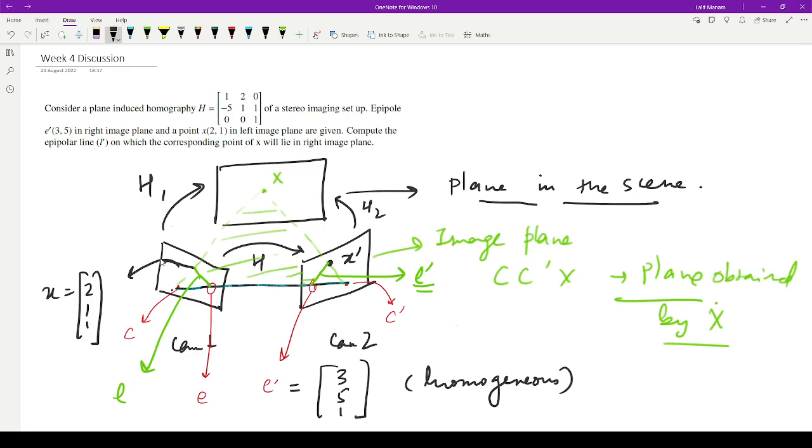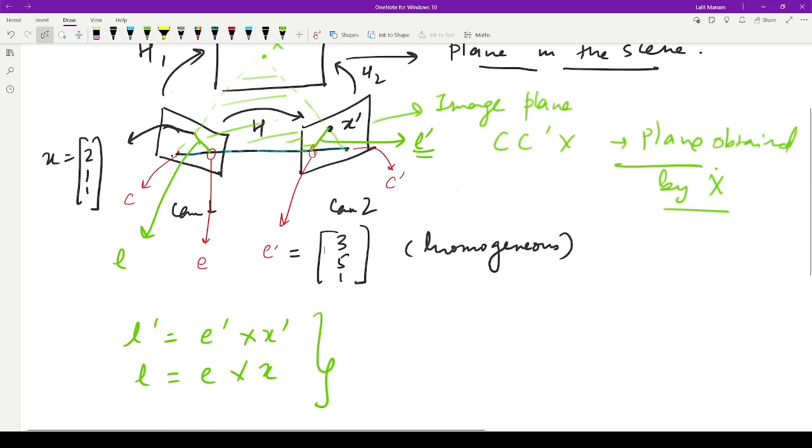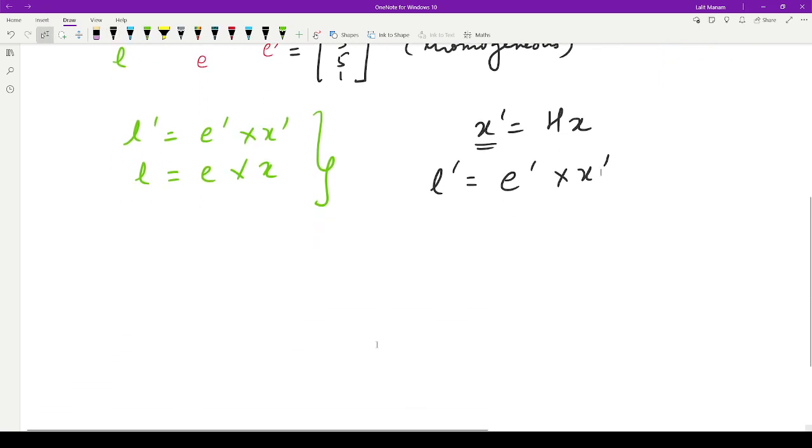We can convert the x point, and multiply H with X, and then it will be X prime. So X prime equals HX, right? Yes, exactly. Through this we get X prime, and then we'll be able to find L prime, which is E prime cross X prime. So that's all there is to this question. Is this clear to everyone?